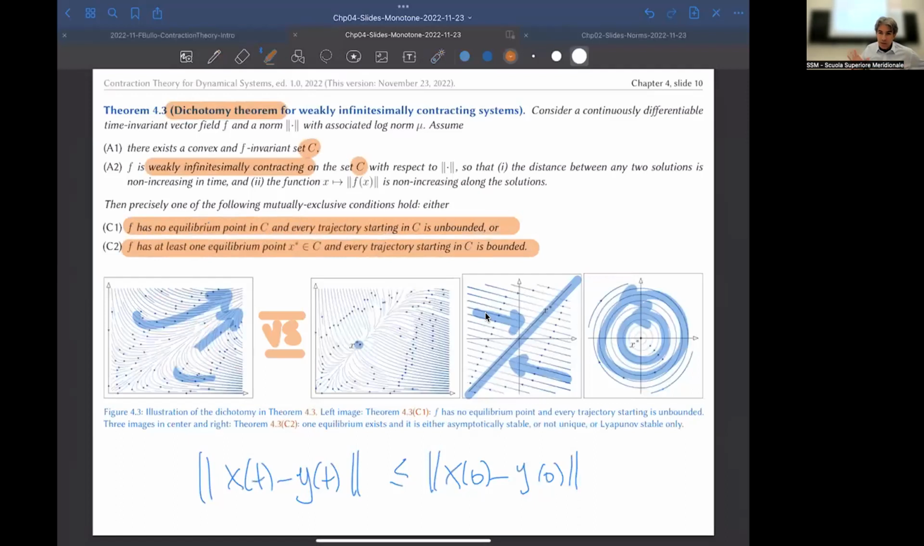This is the result. And as Kirill just said, the fact that every trajectory is bounded is sort of reasonable. Pick a trajectory, it's either bounded or unbounded. Simple as that. The fact that is less obvious is that if your system is weakly contracting and there is a bounded trajectory, then I can show that there exists an equilibrium point, at least one. Are you okay with that? All right. This is the dichotomy for weakly contracting systems.